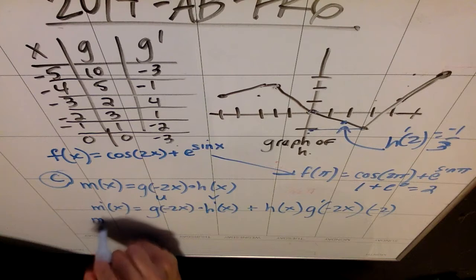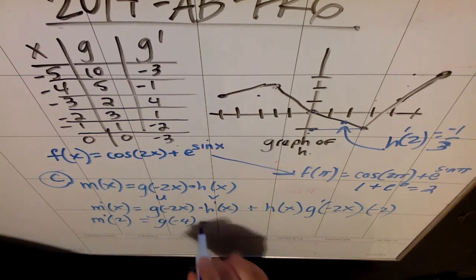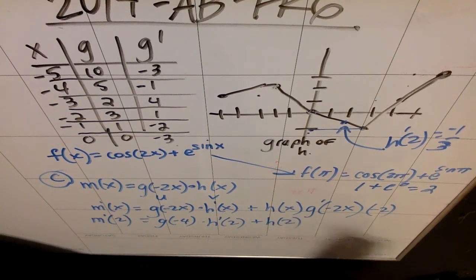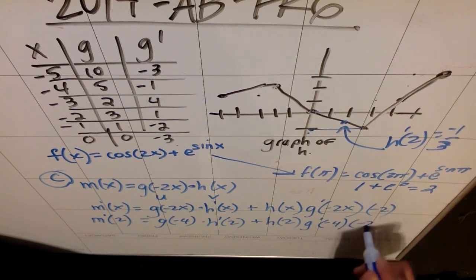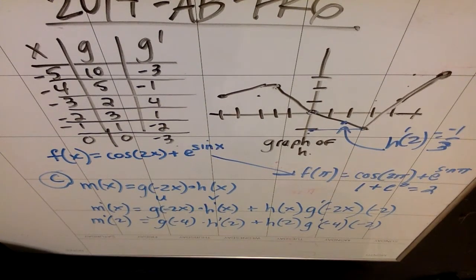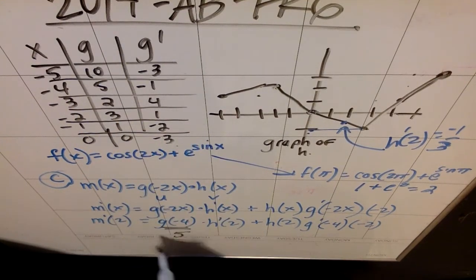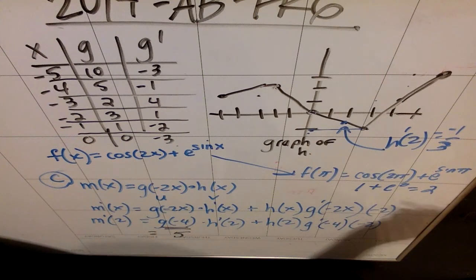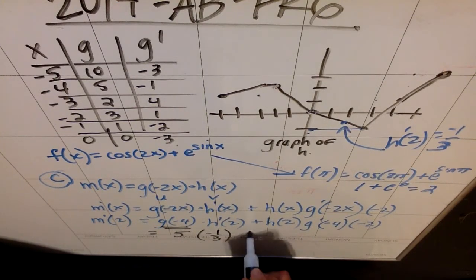Okay, so now we're going to start to use all that information. They want m prime of 2, so that's going to be g of negative 4 times h prime of 2, which we thankfully just found, plus h of 2, which we can see in a sec from the graph, times g prime of negative 4 times negative 2. So let's walk through this. I can get g of negative 4 from the table. g of negative 4 is a 5. h prime of 2, we found that as part of the last one. It was the negative 1/3.